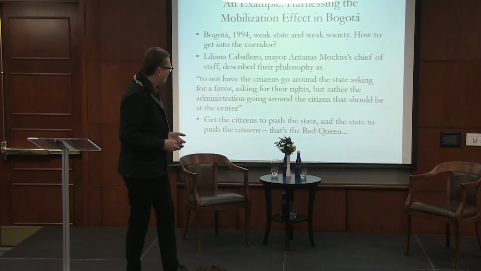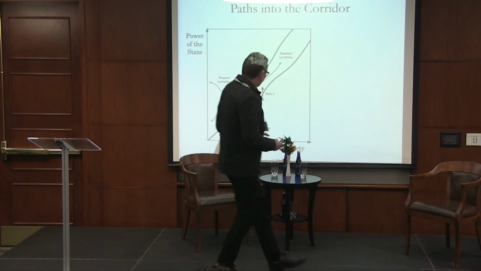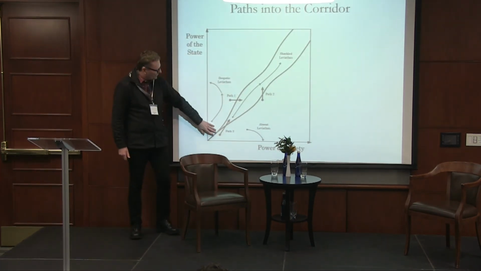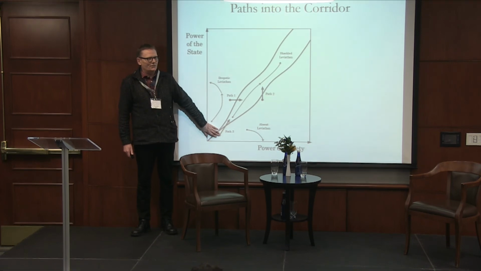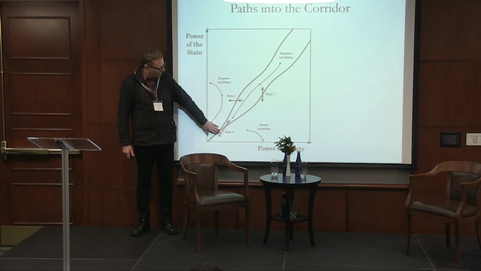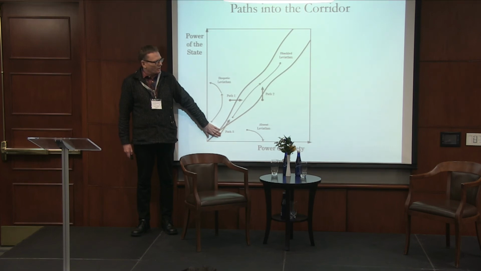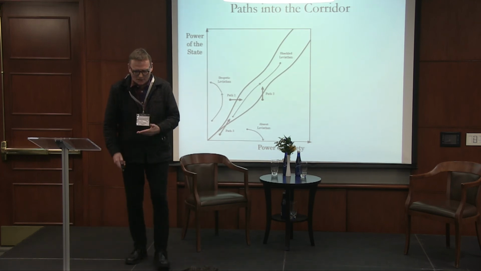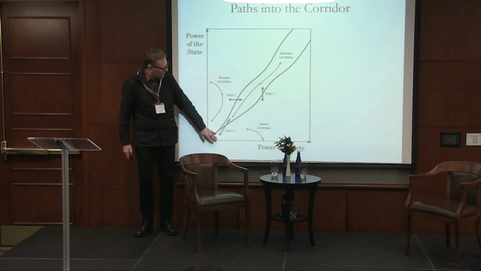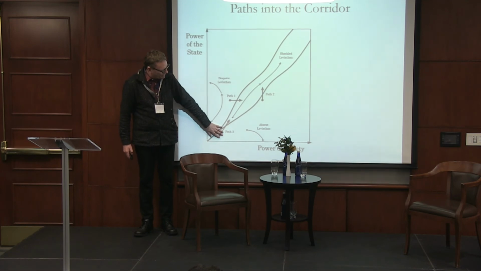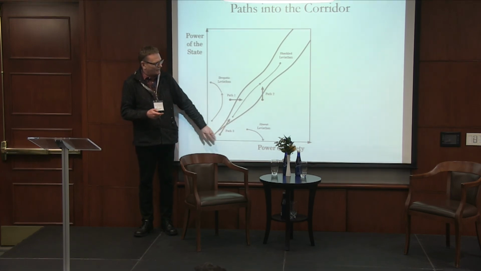And here's one of my favorite paths. Imagine you're down here in Bogota, in Colombia, in the early 1990s. You have a weak state, a chaotic under-provision of public goods, power cuts, all sorts of problems with security and violence. You have a pretty weak society, in the sense of disorganized, parochial, very clientelistic, focused on private benefits, not public goods. How do you get into the corridor from here? Well, you could try this arrow. You could try building society and state at the same time.